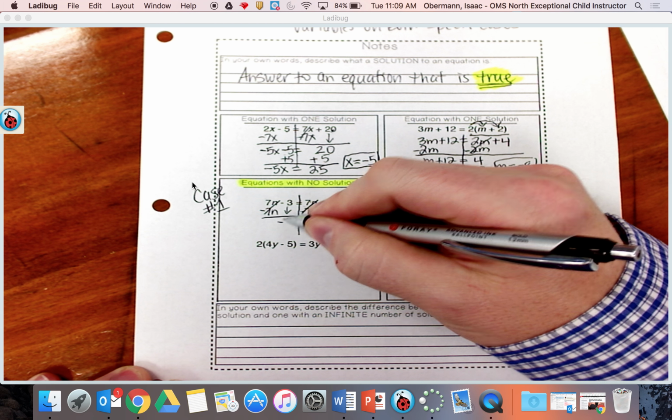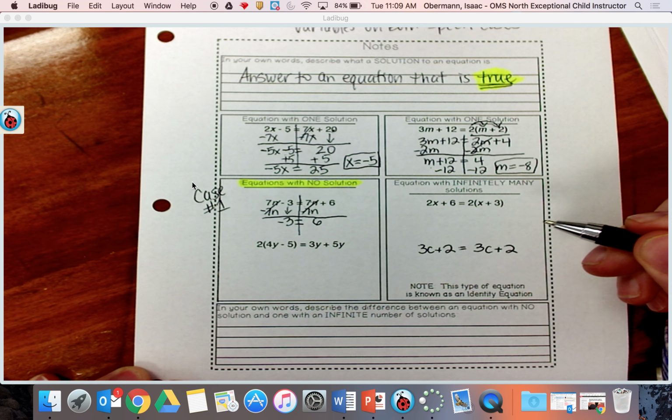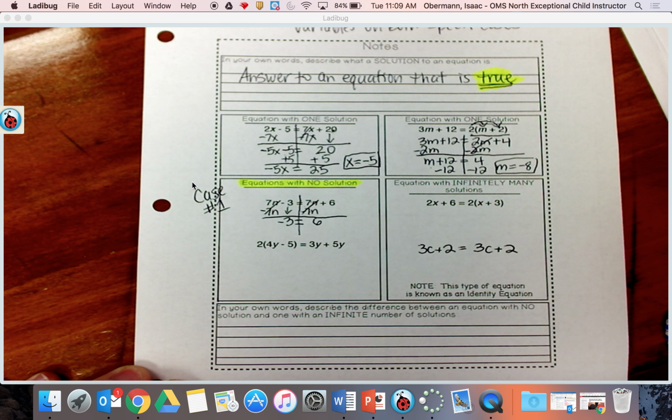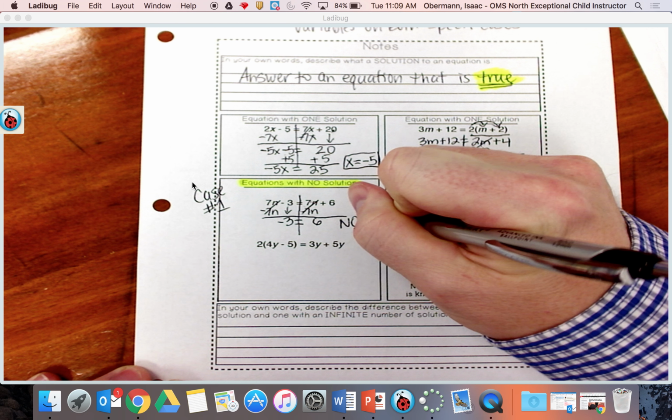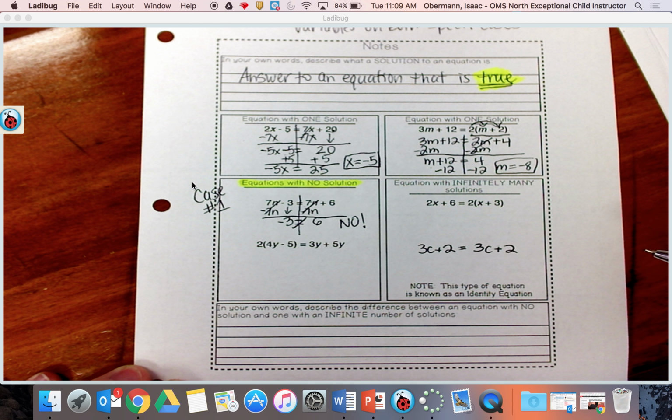Well, I'm left with the -3, and it's saying it's equal to a 6. Can a -3 ever be equal to a 6? No, that's not true. So that right there means there is no solution for that problem. Okay? Let's look at another one and see if the pattern emerges.